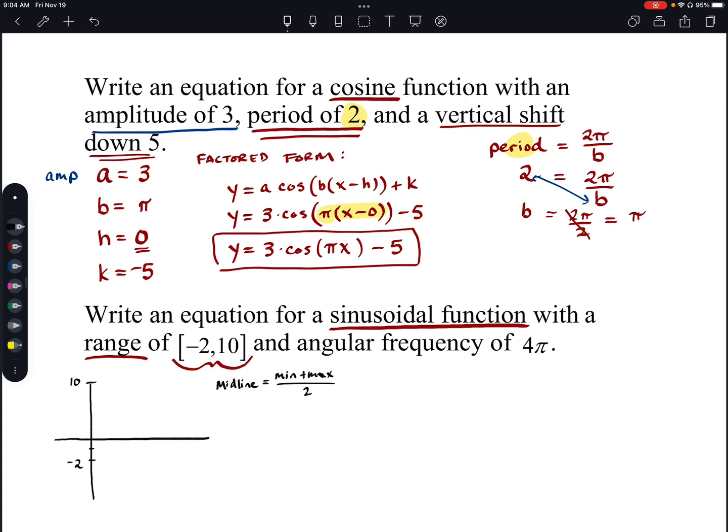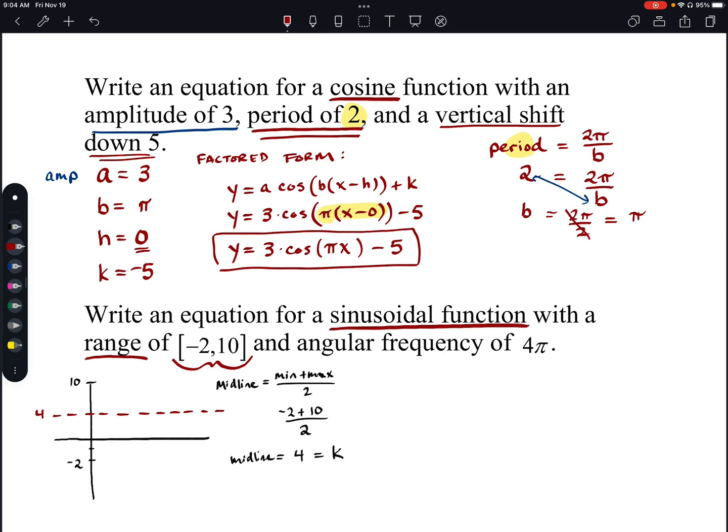So we'll say here our minimum was -2, our maximum was 10. We add them together, we get 8, and then when we divide that by 2, we're going to get 4. So our midline is going to be at +4. Now remember, that is also going to be our k value. So if we took this and we drew in our midline, it would be at 4.